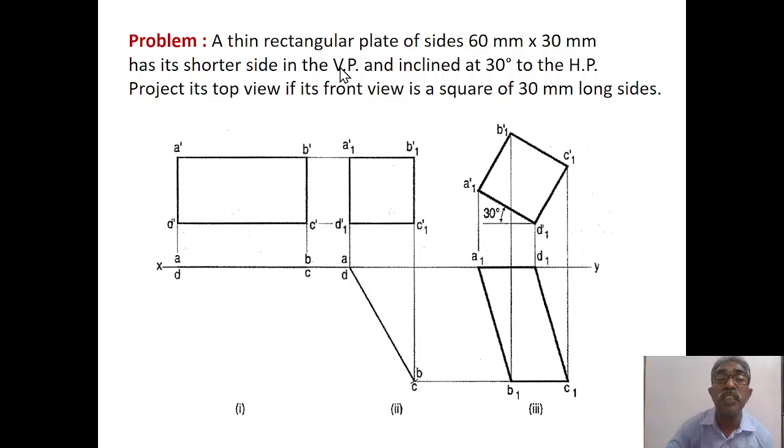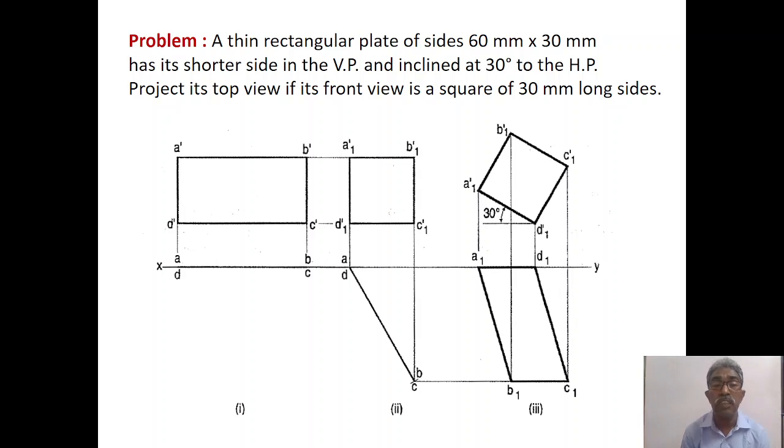The shortest side is in the vertical plane and it is inclined 30 degrees to the horizontal plane. Project its top view. If the front view is a square of 30 millimeter side, that is, the front view of the rectangular plane is a square of 30 millimeter sides.